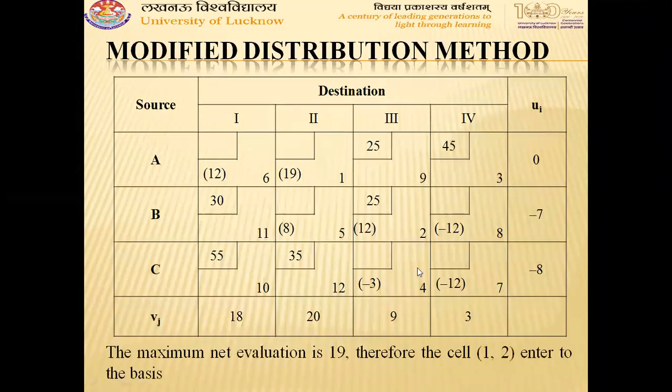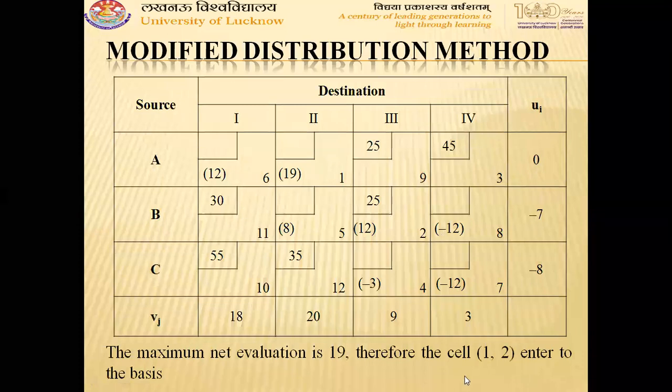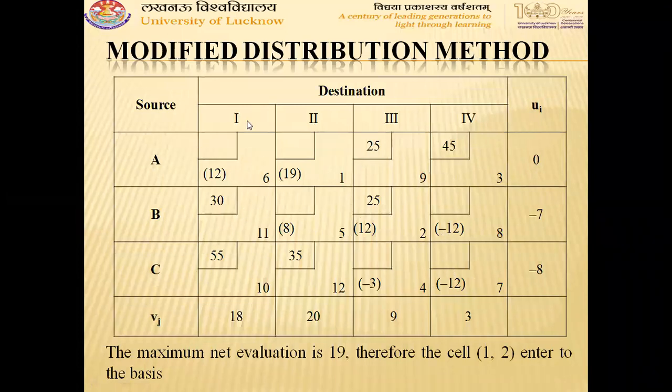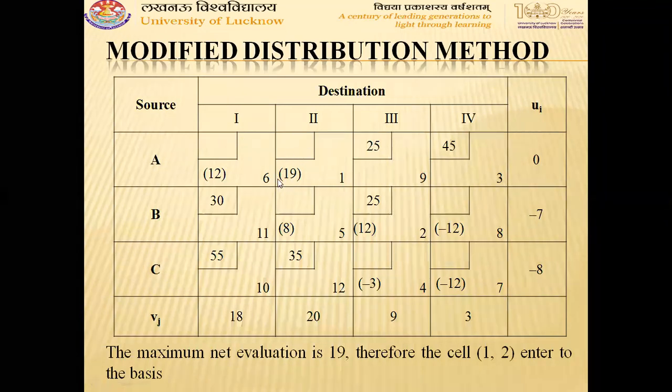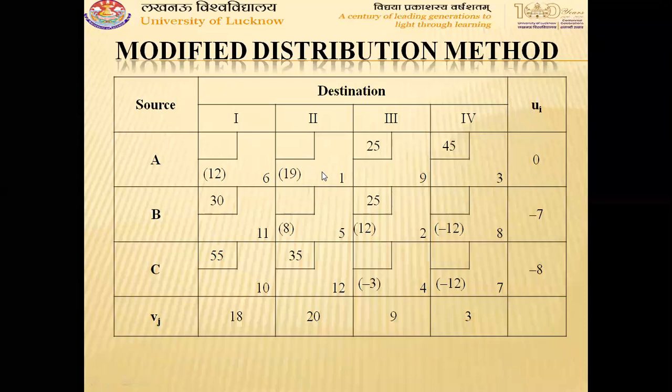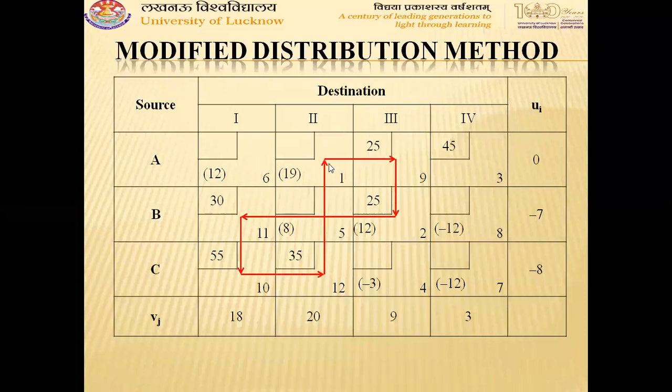Then again calculate net evaluations. So some of the net evaluations are negative and some are positive. Among positive, the maximum is 19. So cell 4 comma 2 will enter the basis. Now using this, we construct another loop. The loop is obtained in such a manner, that is, this loop is obtained.